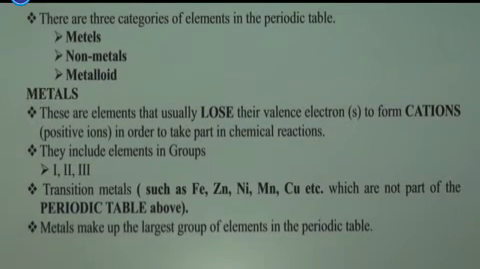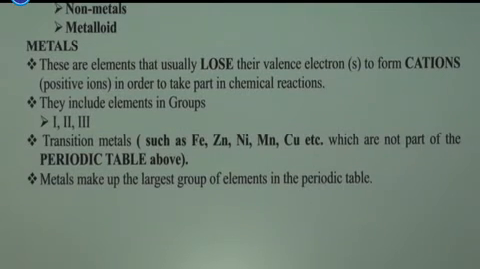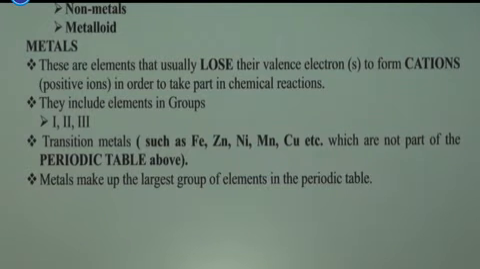So to take you to the next page, like I told you, elements generally in the periodic table are divided into three categories. And that includes metals, non-metals, and of course, metalloids. To talk about metals, these are elements that usually lose electrons. Of course, they are valence electrons. That means electrons that are found on the outer shell to form cations. So basically, we are saying that metals are specialized in the formation of positive ions or cations, all right? Whilst they go through chemical reactions.